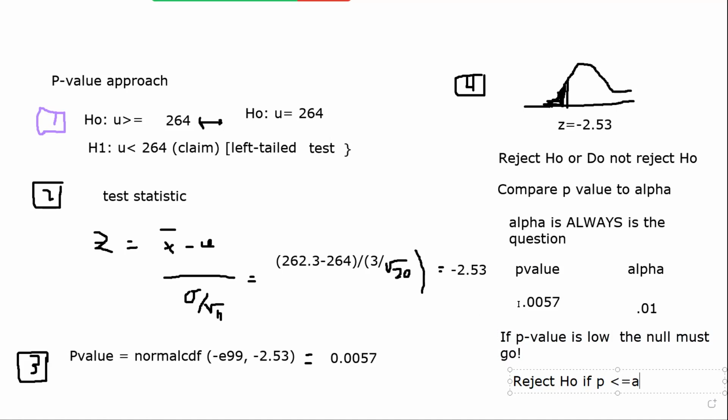So what are we doing here? We have 0.0057 versus 0.01. What do you think? Reject it. Yeah, because your p-value is low, right? So we're going to reject the null. We're going to do what we do normally. We're going to circle reject up here. We're going to reject the null up here.